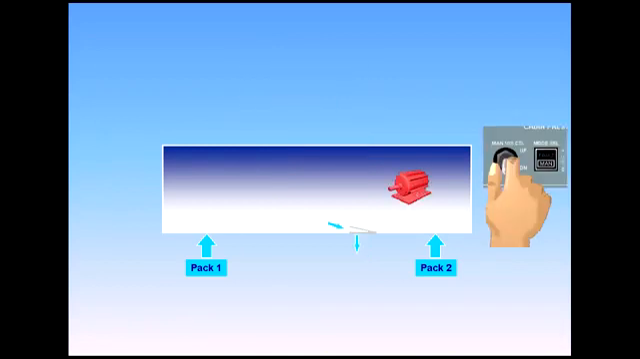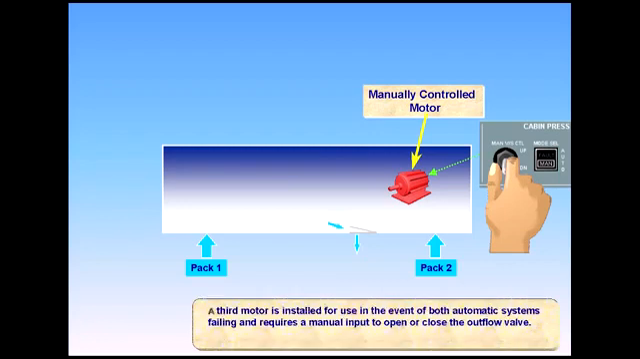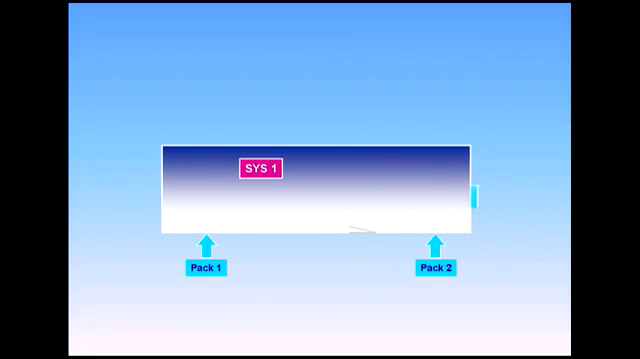A third motor is installed for use in the event of both automatic systems failing and requires a manual input to open or close the outflow valve. To avoid excessive cabin differential pressure, safety valves are installed.